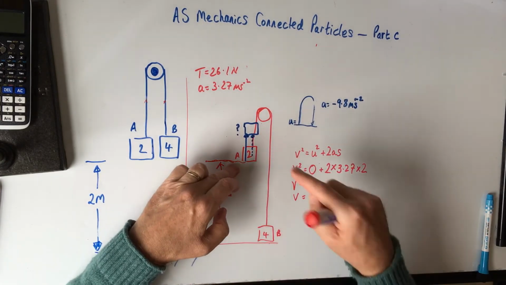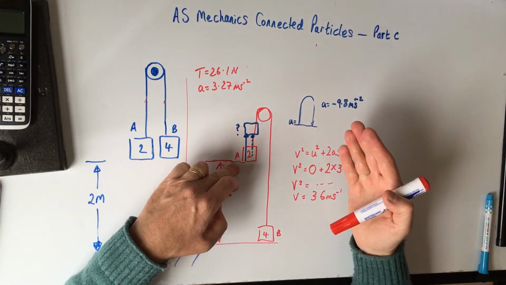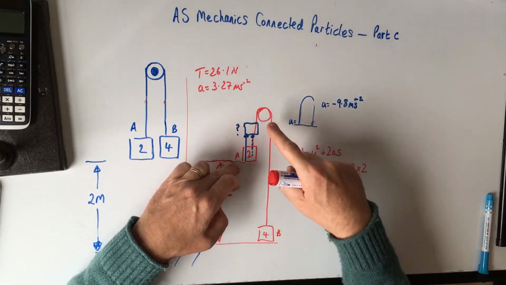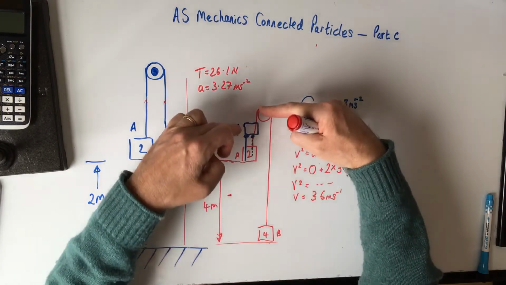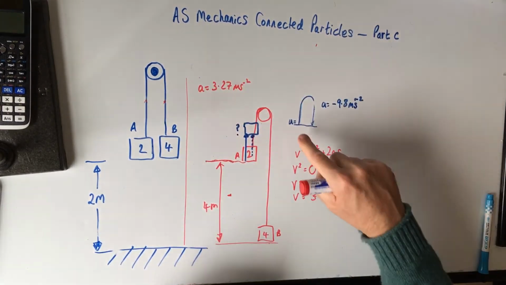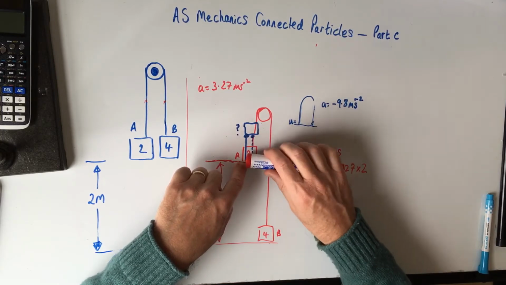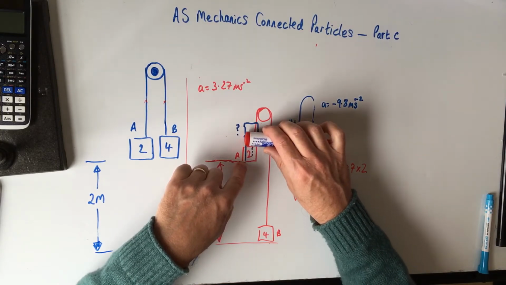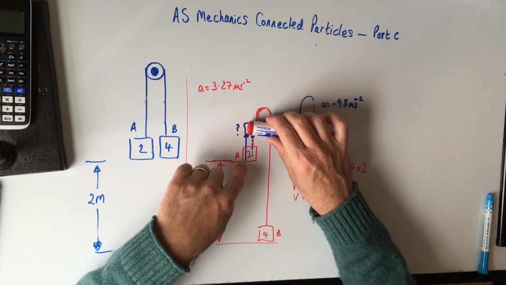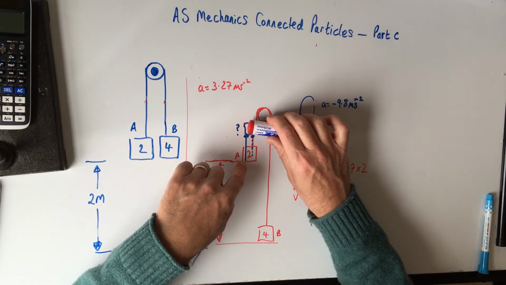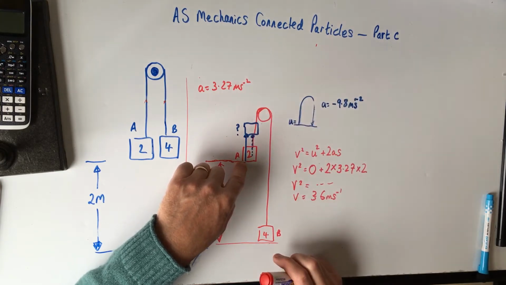At that point, the string is now loose. The string is not pulling it up anymore. So that tension has just gone, and now it's on its own. It's got a speed, and it's going to slow down to 0, isn't it? And then turn and fall back down again. But we want to know how far it reaches. That's the highest point above the ground.